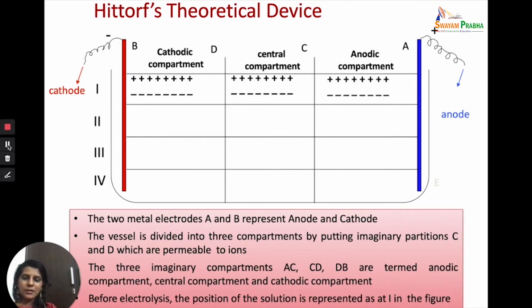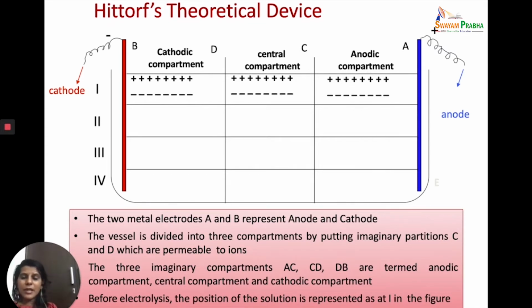The theoretical device is divided into three compartments. You have an anodic compartment, a central compartment, and a cathodic compartment. This is done by the use of imaginary partitions. So there is an imaginary partition called C, and there is an imaginary partition called D. And this divides the whole device into three compartments: cathodic, central, and anodic compartments.